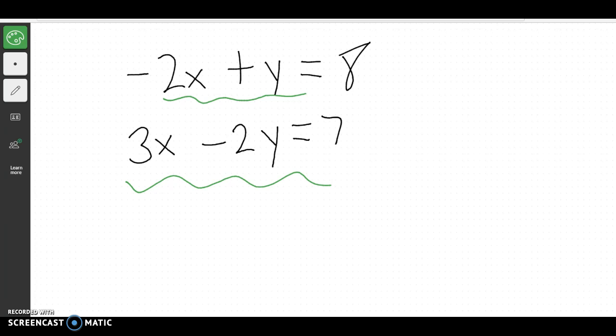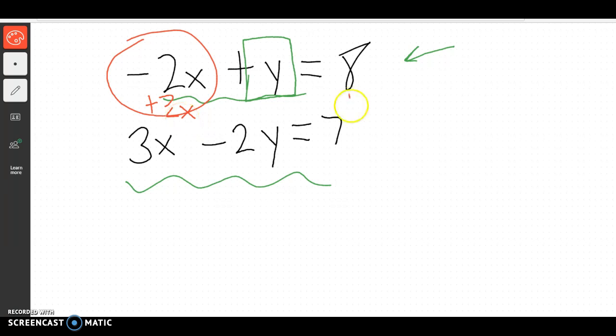We're going to look for the variable that doesn't have any numbers by it, which would be this y. It doesn't have any numbers by it. And we're going to solve this equation for y. How I would have to do that is I need to move this x to the other side. So I'm going to add 2x to both sides. These would cancel out, and I would just have y equals 2x plus 8.